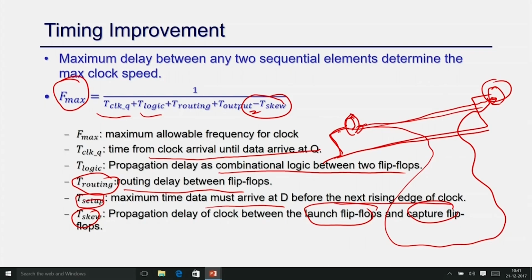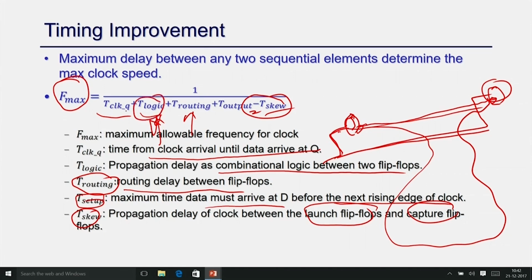So, when you talk about improving timing, that means you want to achieve more frequency, so you try to reduce either the logic or the routing delay, right. There are other techniques for reducing skew and so on, but primarily we are going to talk about how to reduce the combinational circuit delay. We can use several techniques so that we reduce the combinational delay between two registers, and so this factor is reduced.